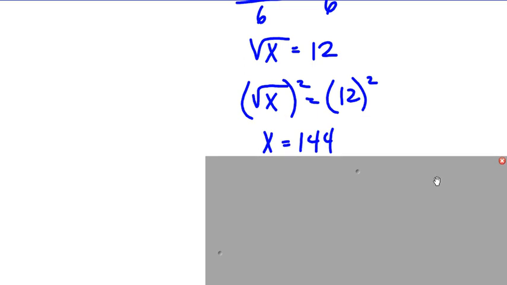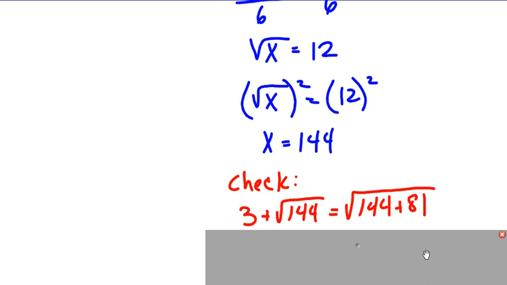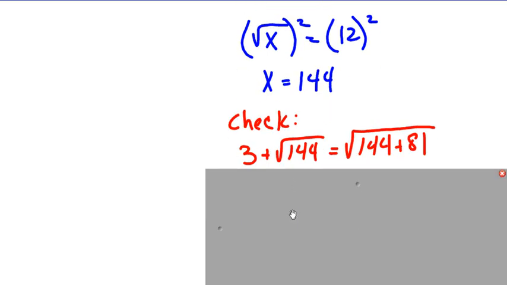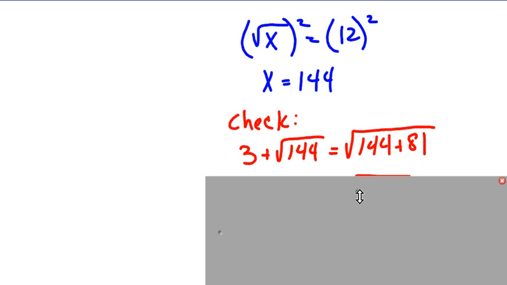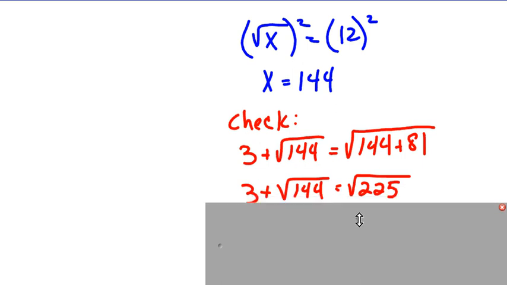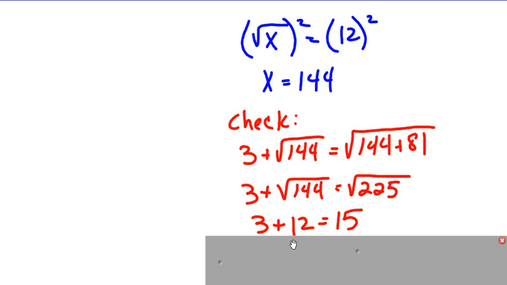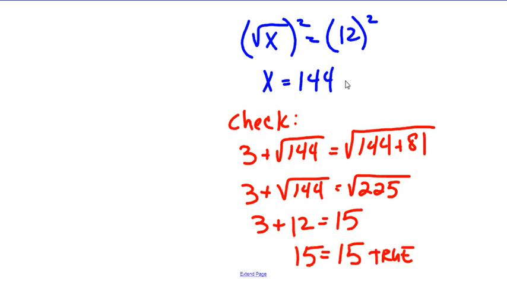All we have to do is check. Take the value of x and substitute it back into the original equation and see if it's balanced. Well, I know the square root of 144, that's 12, and the square root of 144 plus 81, that's 225. The square root of 225 is 15. 3 and 12 does give me 15. That's a true statement. Therefore, x equals 144.